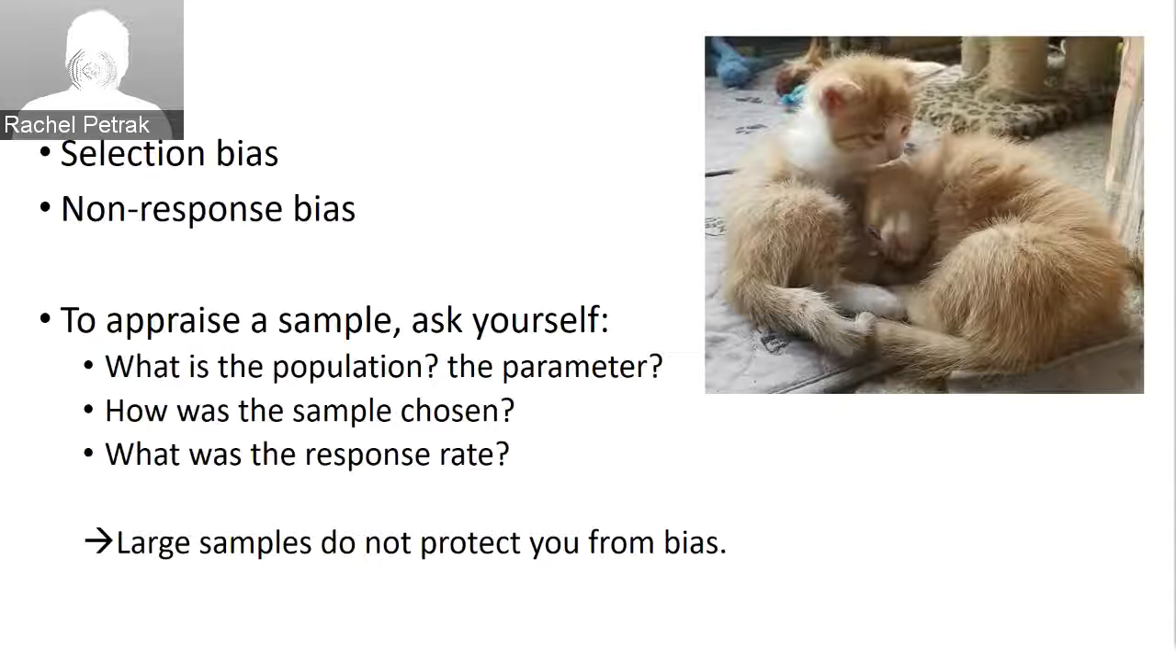It's also important to know clearly how was the sample chosen?